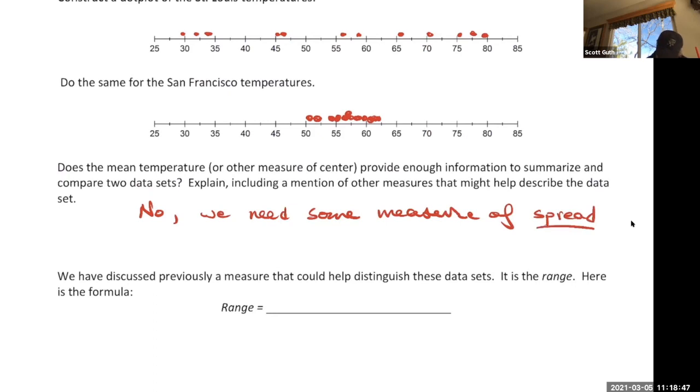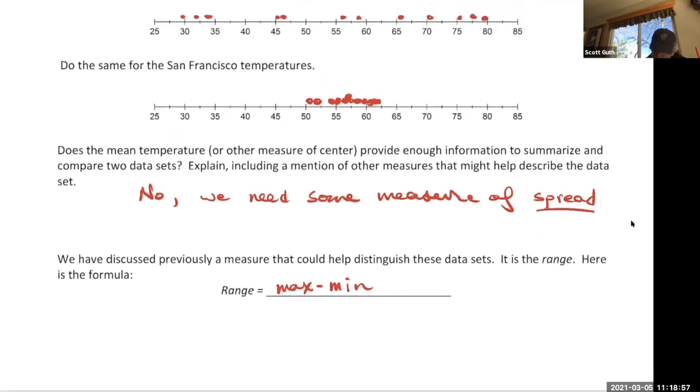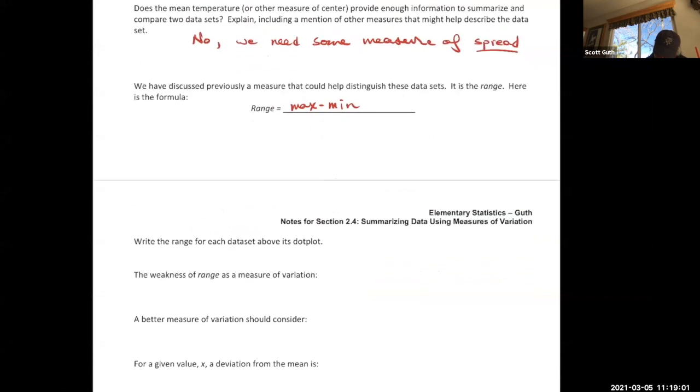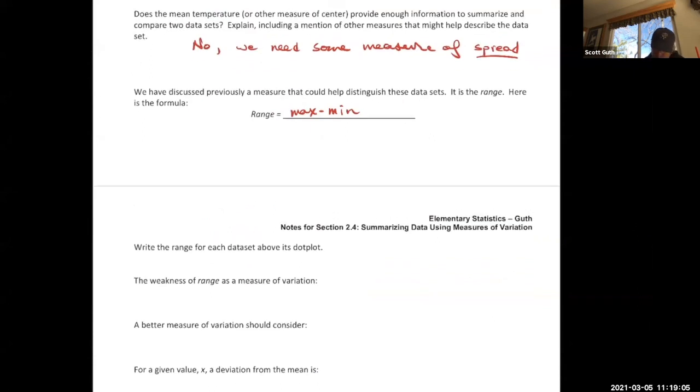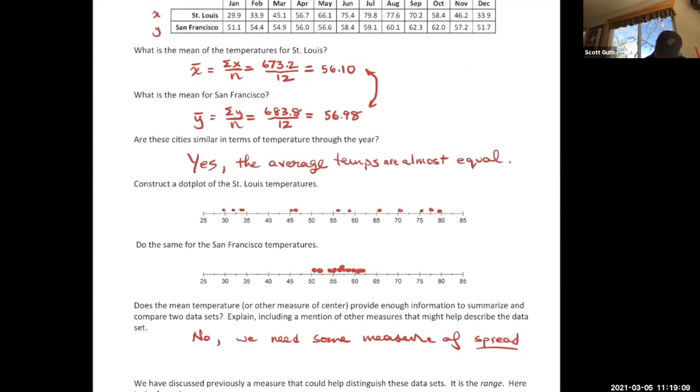Okay, so we've talked about the range. Remember, the range is max minus min, and this is a measure of spread. Okay, the max minus the min. They're going to ask for the range for each data set above each dot plot. So for St. Louis, the range is the max minus the min.